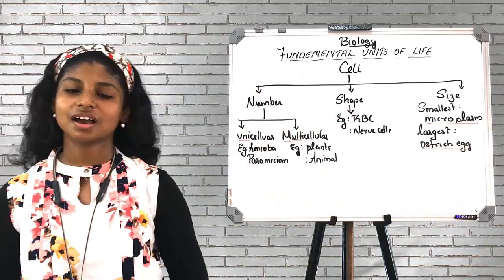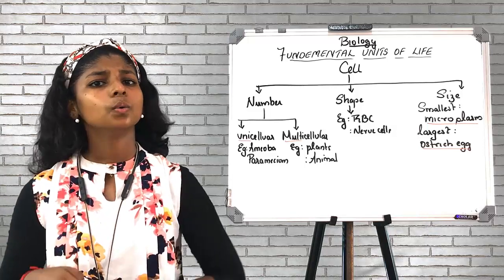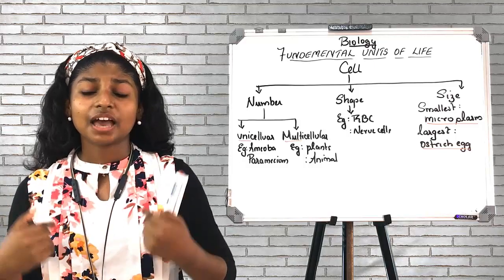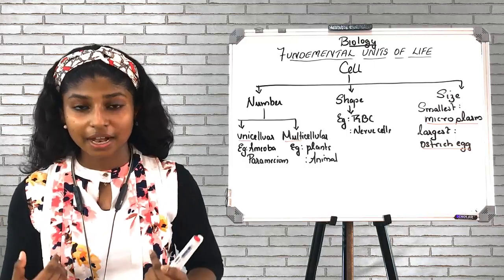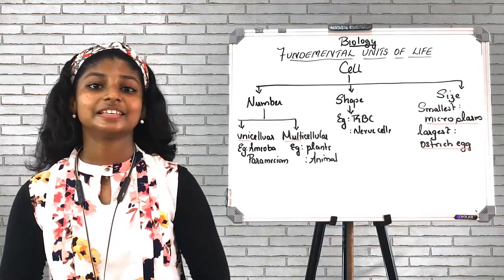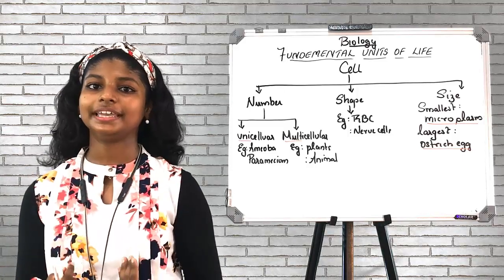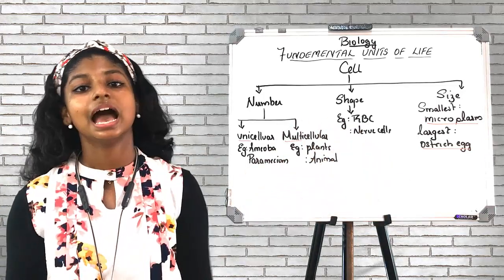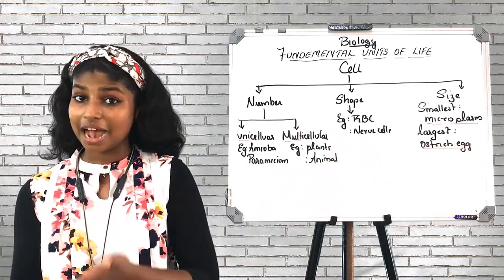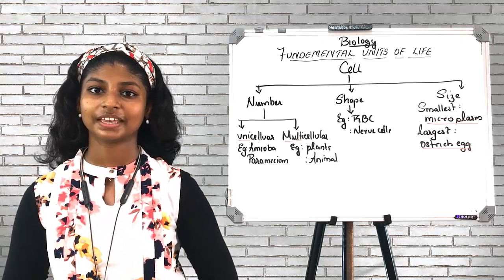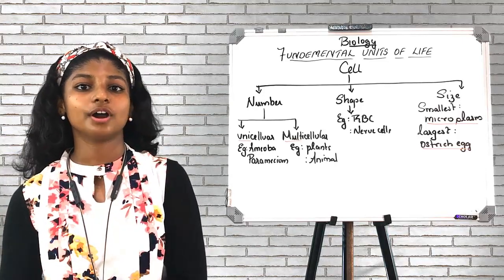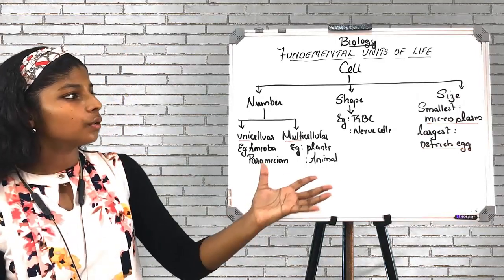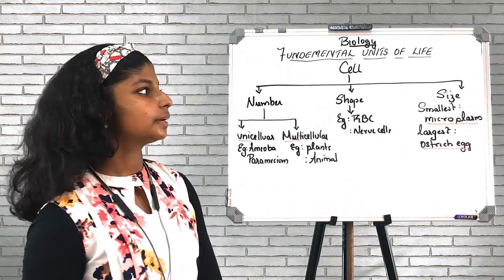Now let me ask you a question. Which is the smallest cell in the human body? The smallest cell in our body is the RBC, that is the red blood cells. And which is the largest cell in our body? The largest cell in our body is the female ovum. So hope you understood this topic.